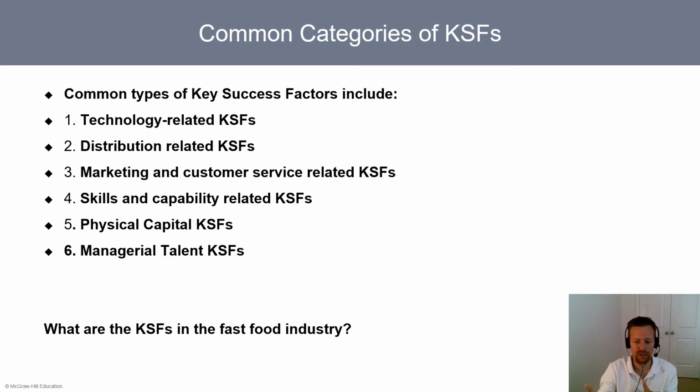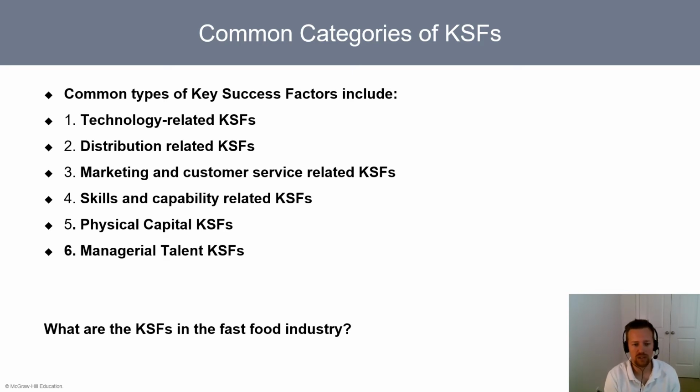What are the specific technology aspects that you need? What are the specific distribution related skills, whether it's shelf space or trucking routes, or the ability to outsource that? What is really needed, the specifics that your business requires. So these are just categories to help you think about the different areas that key success factors can fall in. But this slide is not going to tell you the specific key success factors for your industry.